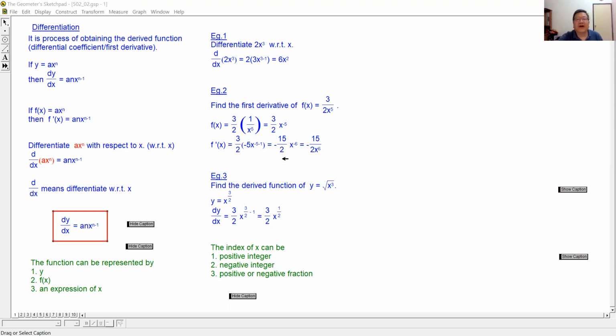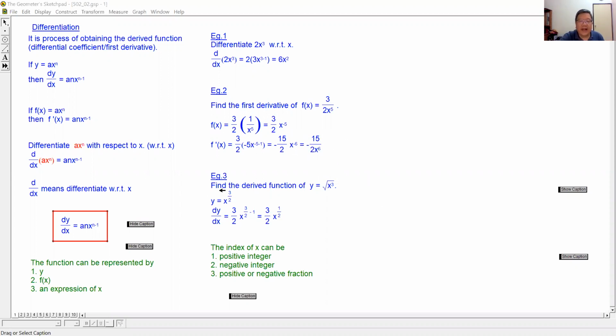Okay, so finally we have negative 15 over 2 x to the power of negative 6. If you want to bring the negative 6 back to the bottom, you can do it like this. It looks nicer. You don't have to bring it back, you can leave it like that also, right? But if the question says simplify, then you give it in this form. Simplify, you remember the word simplify?